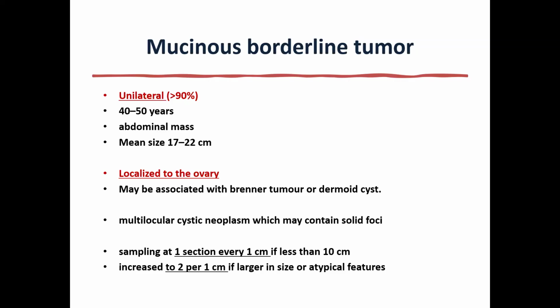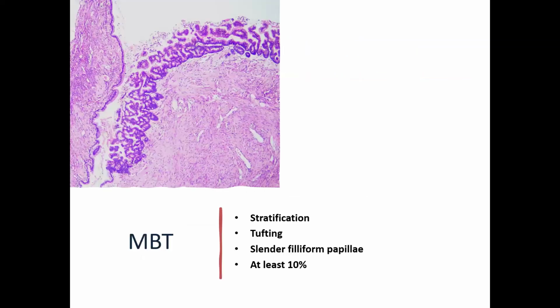The mean size is about 17 to 22 cm, localized to the ovary, and may be associated also with Brenner tumor or dermoid cyst. Usually it is a multilocular cystic neoplasm and may contain solid foci. In these mucinous borderline tumors, the pathologist needs to do extensive sampling, so we increase the sampling to capture any small foci of invasive carcinoma, because they can be very heterogeneous.